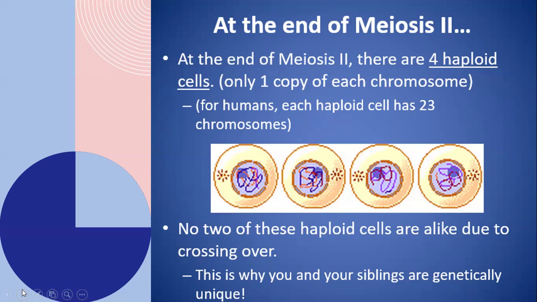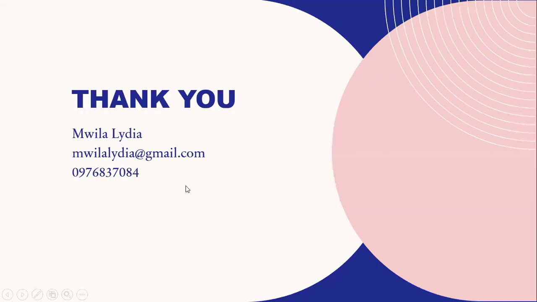The other importance we've said is its contribution to genetic variation, which we have said is being brought about by crossing over as well as random assortment of chromosomes. So that is basically meiosis.